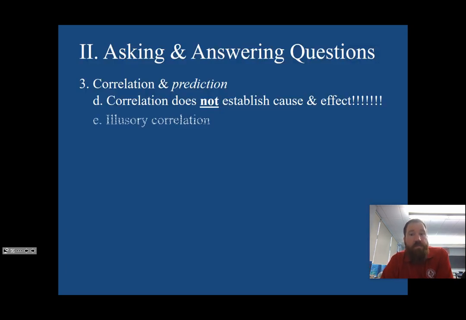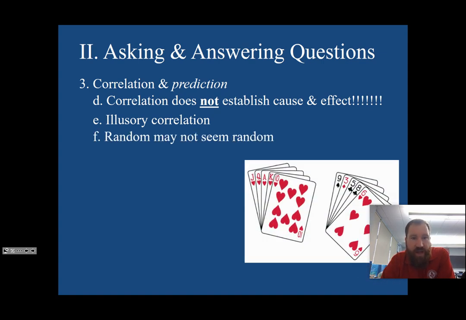Okay. Sometimes there are things that are called illusory correlations, where we perceive things to be related when they aren't necessarily. And that leads us to this idea that random might not actually seem random, right?